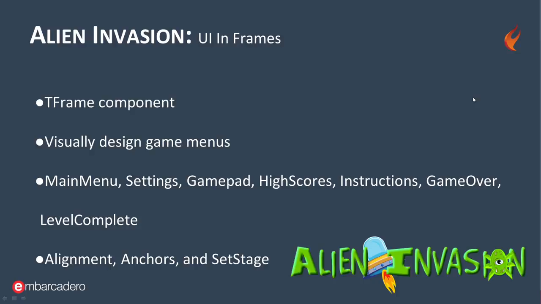Let's talk about the UI in frames. If you want to provide a professional game experience for your game, you need to provide all of the standard game menus which players are accustomed to. The different game menu screens were built using frames. Frames are similar to a form but behave more like a component that you visually design. You can create a frame, fill it with other components using the standard form editor, and then embed the frame multiple times in your forms. This allows you to quickly design, modularize, and reuse your UI. In these games, I created 6 frames, which include the main menu, the settings, the gamepad, the high scores, the instructions, the game over, and the level complete screens.